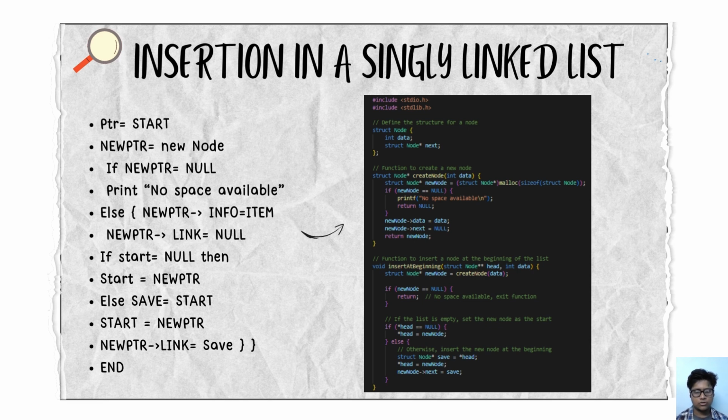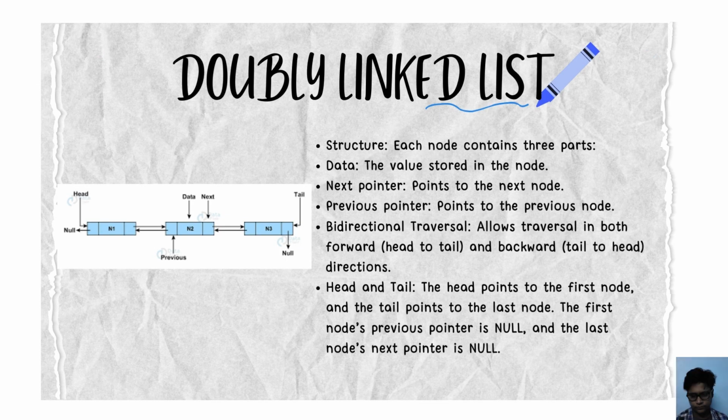Now let's understand what is a doubly linked list. A doubly linked list is a type of linked list which contains three major components, that is data, next pointer and previous pointer. Data is used to store the value in the node. The next pointer points to the next node in the list, and the previous pointer points to the previous node in the list. This allows for effective traversal in both forward and backward directions.